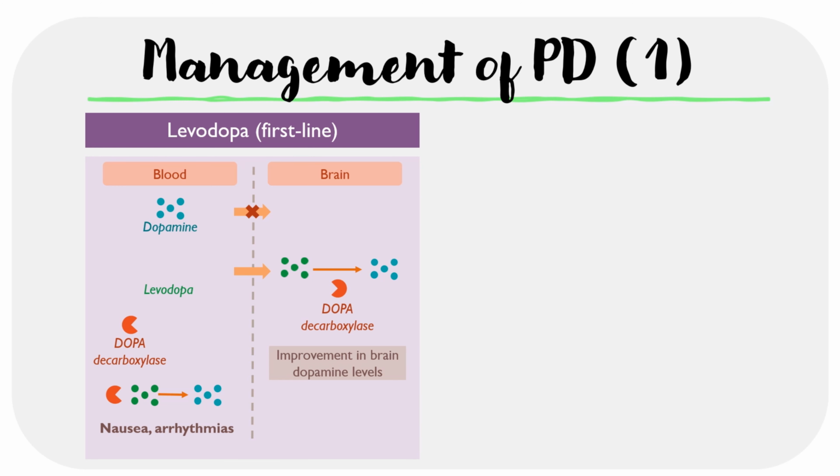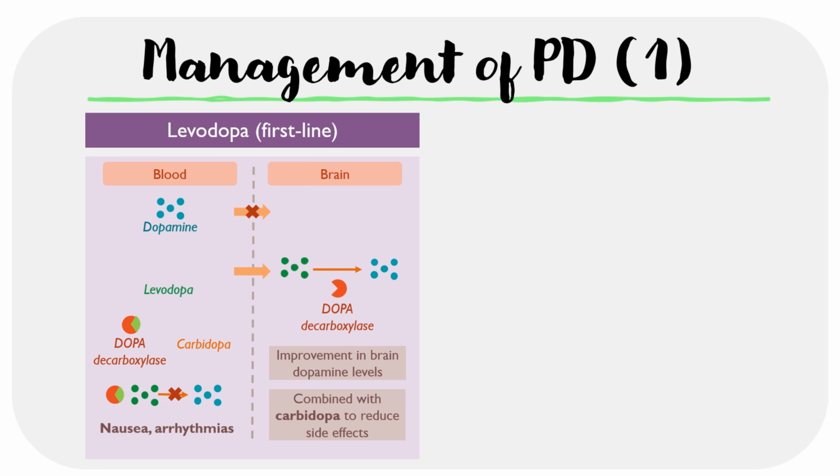To counteract this effect, a new drug called carbidopa was also invented, which helps to block peripheral dopa decarboxylase, thereby preventing the breakdown of levodopa to dopamine within the blood. And this allows more levodopa to cross the blood-brain barrier instead. For this reason, levodopa is often combined with carbidopa to reduce the side effects of the drug.